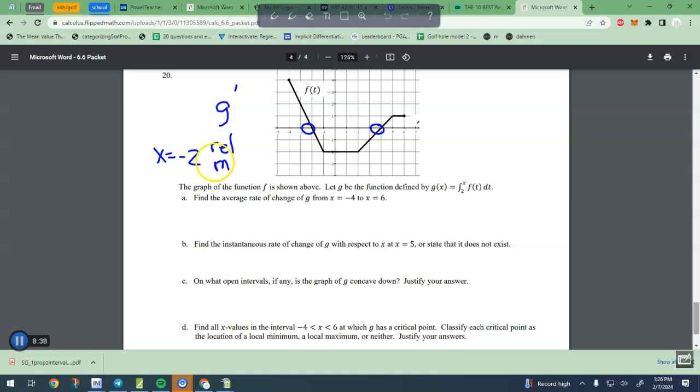It's a max because prior to that our derivative's above the axis, so we're increasing. After that we're below, so we're decreasing. Remember, this is g prime. And then x equals 4 is a relative min. So your justification will be like g prime changes from positive to negative, and here g prime changes from negative to positive.